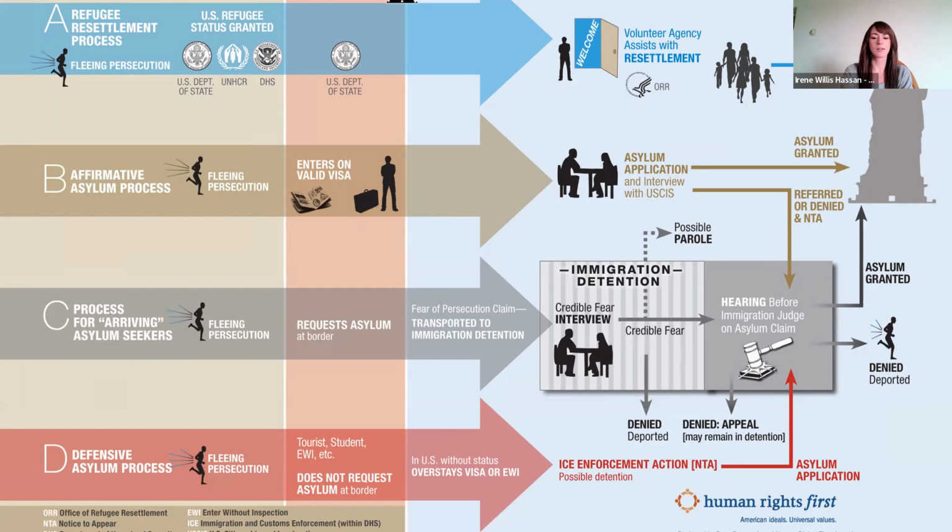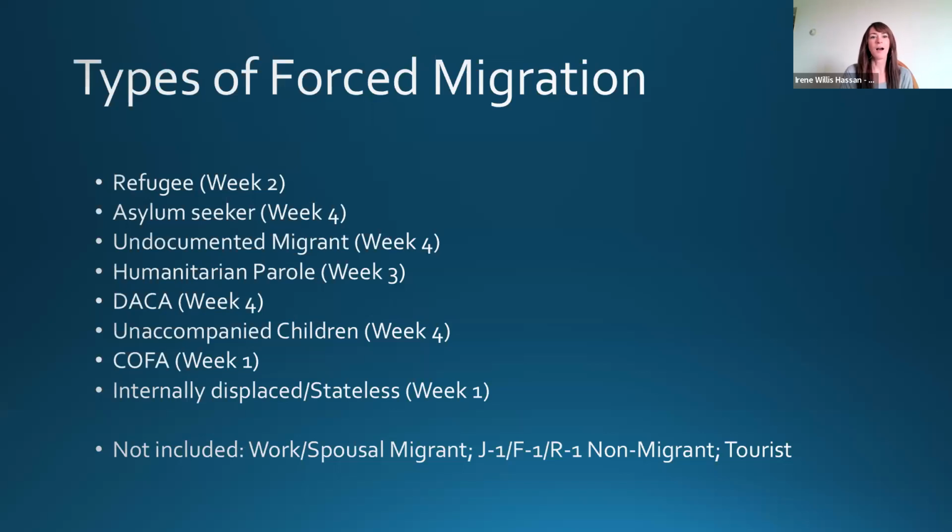And maybe they approached the border with a humanitarian parole, or maybe they approached the border with nothing. Anyway, there's tiers, and refugee is really the highest tier you could get of eligibility for services by being a forced migrant. So a refugee, which we will cover more in week 2, is really the easiest type of forced migrant to host.